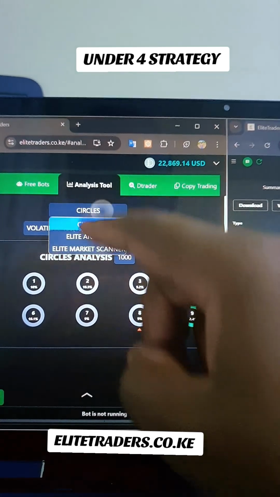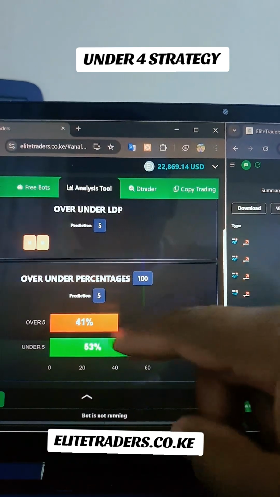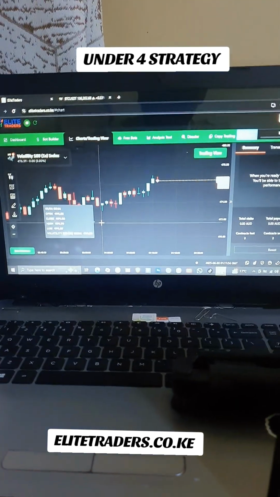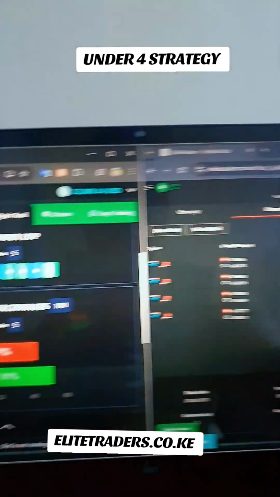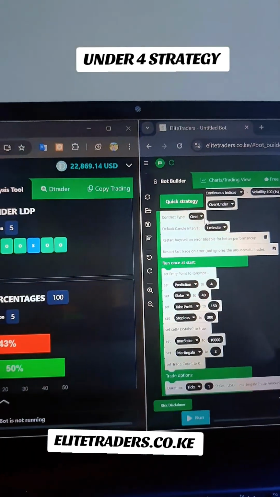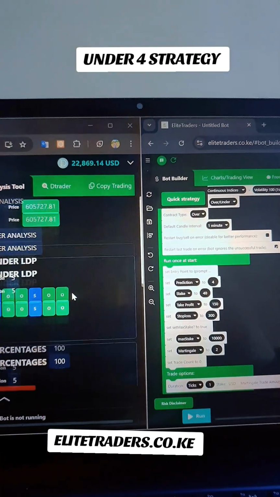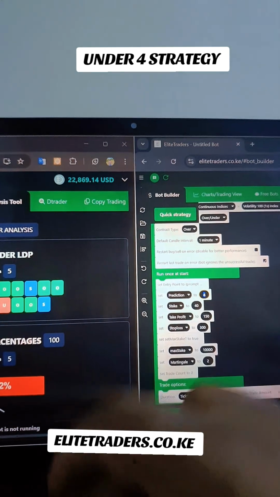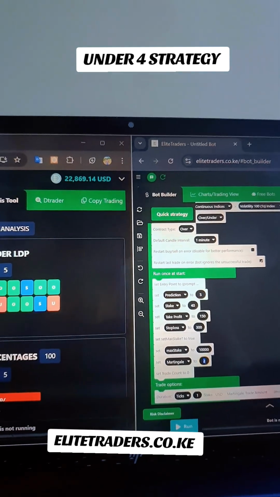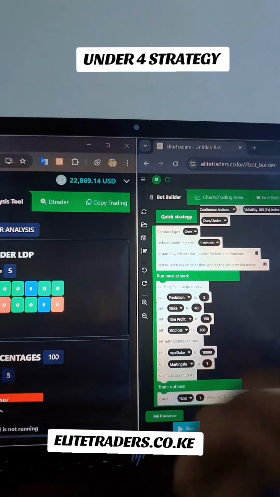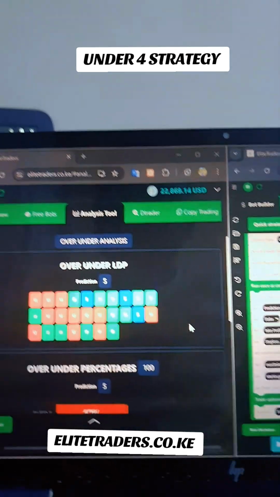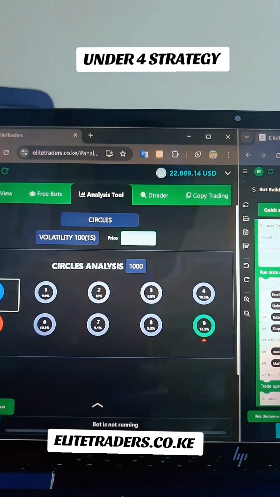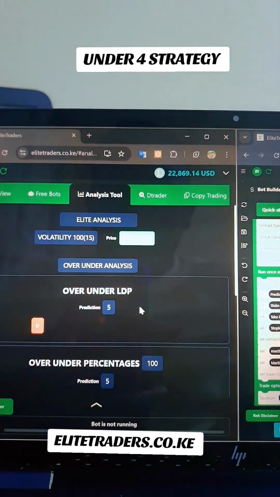Let me open the rate analysis. Okay, over 5 market is 42%. This means we can attempt over 5. We just need to wait for that market to go on a rise, then we can run our bot. So let me set up here on the same volatility 101s. Then up on this I'll set up over, that is over 5. Yeah, I'll reduce the martingale to 1.8. Okay, let me see what will be my entry point. Circles, my entry point will be digit 0. Okay, so rate analysis, let me see.